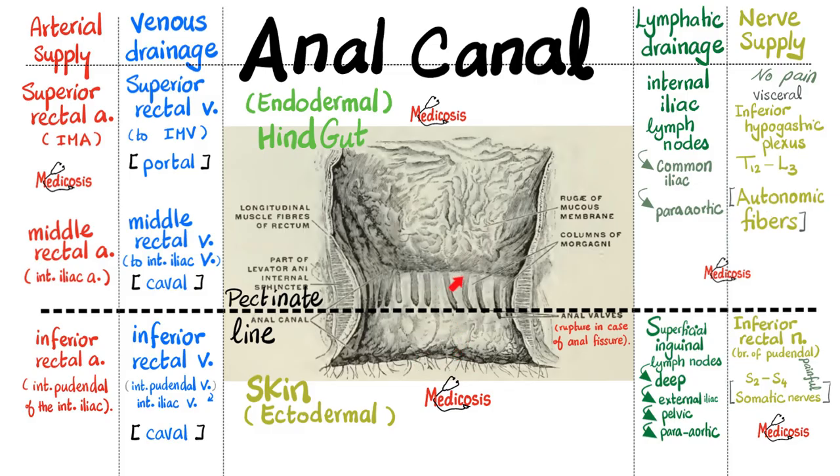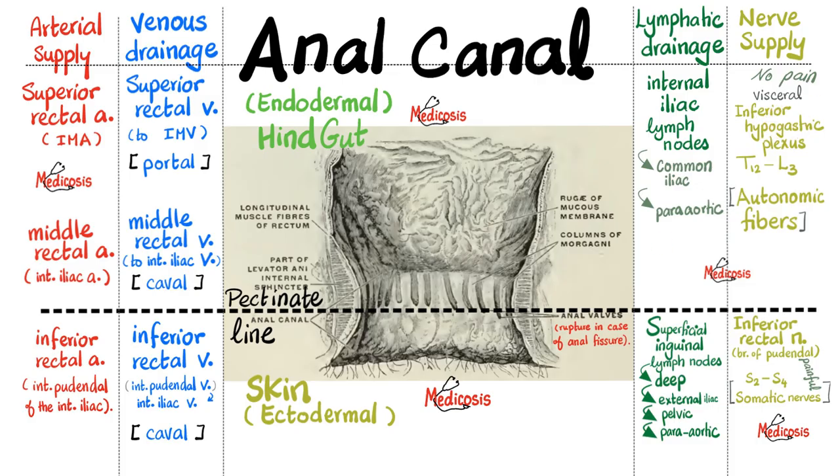How about the anal canal above the pectinate line? It's not part of the skin, it's part of the pelvis, it's part of the viscera. And the viscera are, in general, not sensitive to pain, but sensitive to distension. Why am I not sensitive to pain proximal to the pectinate line? Because you're not supplied by a somatic nerve. Instead, you're supplied by an autonomic nerve, which are parts of the inferior hypogastric plexus. Hypogastric because we're in the pelvis.